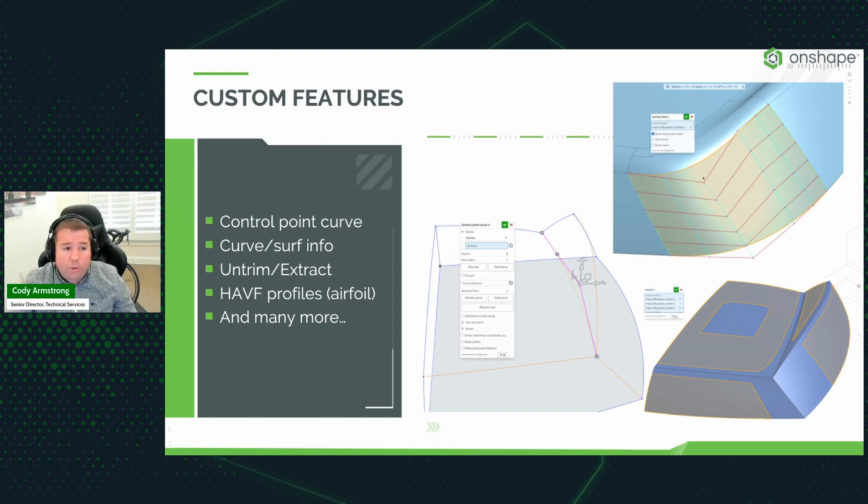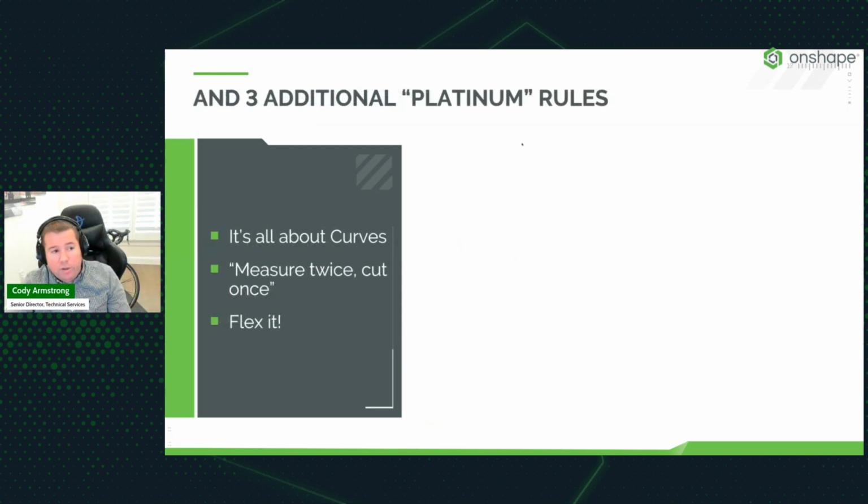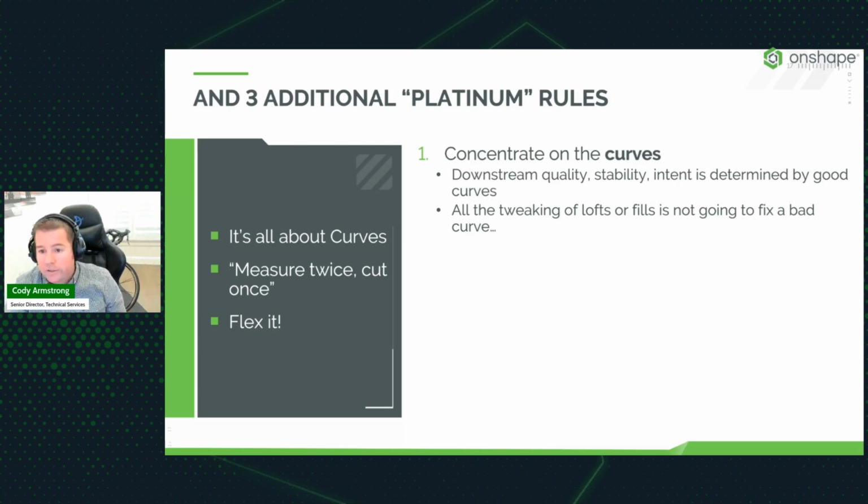I want to wrap up the model section of this with just a few of what we refer to as platinum rules. That's Greg's language of platinum rules. And it's because they're really important rules, not golden, but platinum. And the reason is because, and I've said this a few times, curves are everything. So really concentrate on the curves because everything is built off of those curves. And as a result, you really want to focus on single span curves, fewest number of control points possible.